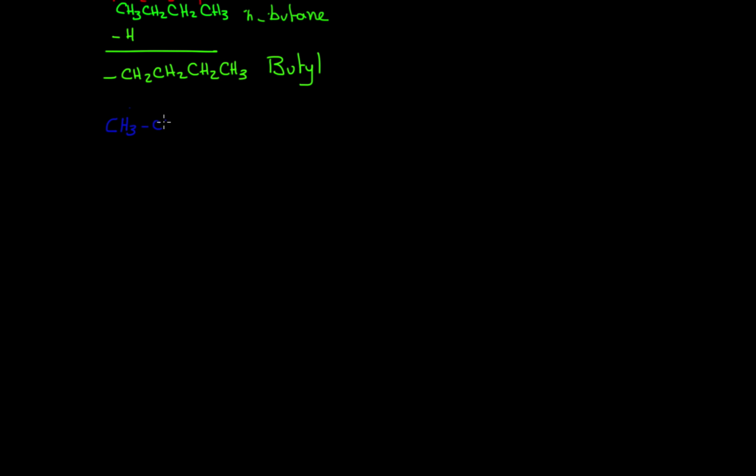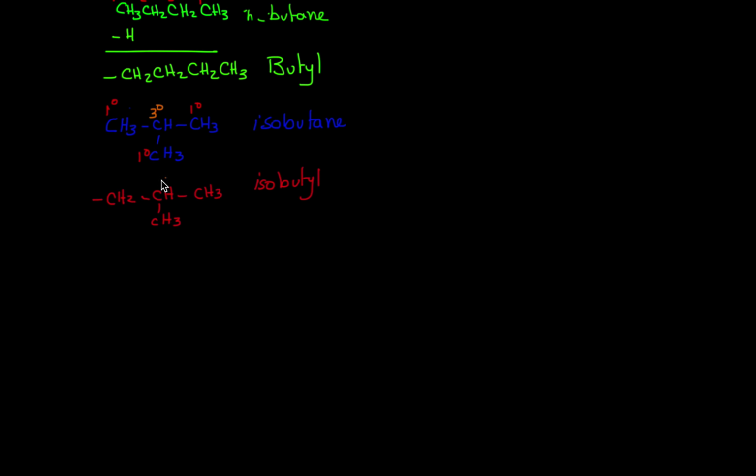Now butane has one isomer, which is the following: CH3CHCH3CH3, which is called isobutane. In this isobutane, we have three first-degree carbons, as you can see here, and one third-degree carbon. If we remove one hydrogen from a first-degree carbon, we get the following alkyl: CH2CHCH3CH3, which is called isobutyl.